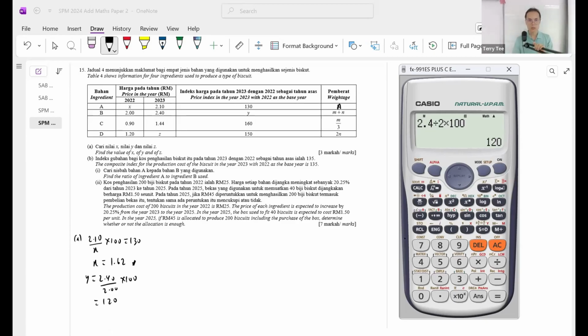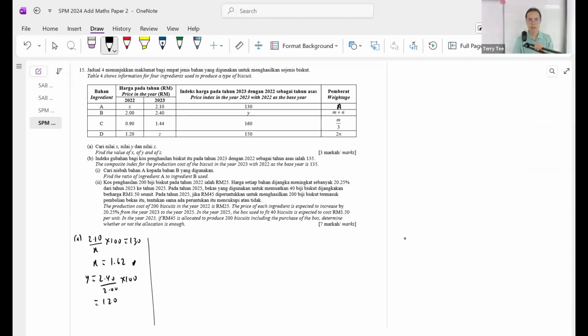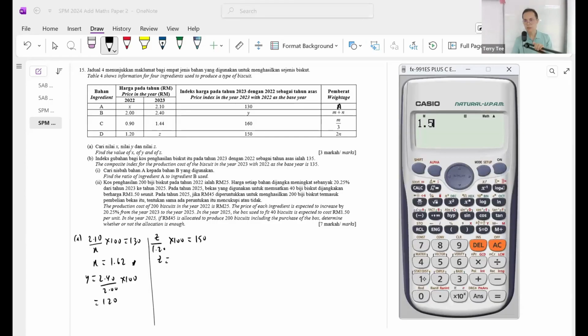Okay, Z will be the price in the current year divided by 120 times 100. That is 150. Is it 180? Let me see. 1.5 times 1.2. No, 180.